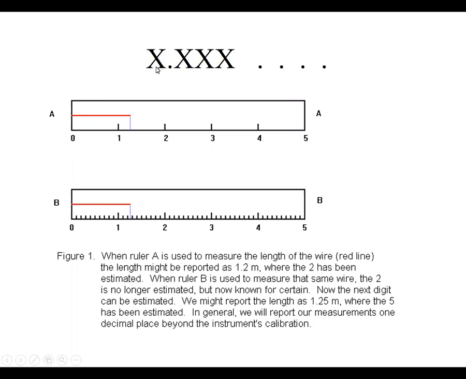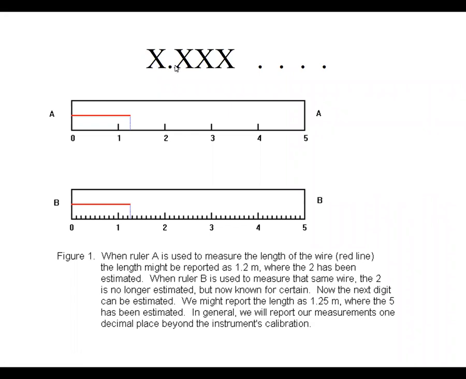Clearly, it's not a 0, because if that number could be 0, then the wire should end somewhere in this range between 0 and 1. And clearly, it's not a 2, because if that were a 2, then it would end somewhere in this range between 2 and 3. So clearly, it is 1 point something. And so that first X is a 1, and that is a certain digit.